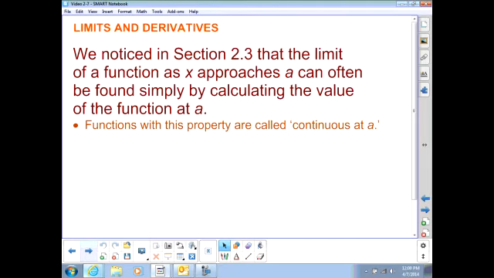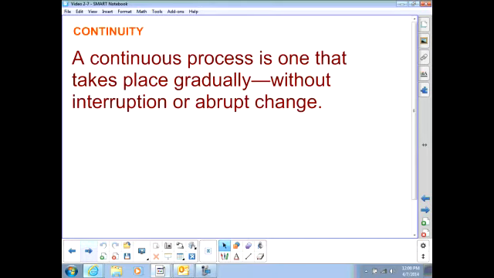So we saw that a limit is when you're approaching some value on either side. And if the function takes on that value at some x value a, then we're going to end up calling this continuous. So basically these are ones where we could do direct substitution. So a continuous process is one that takes place gradually without interruption or abrupt change.